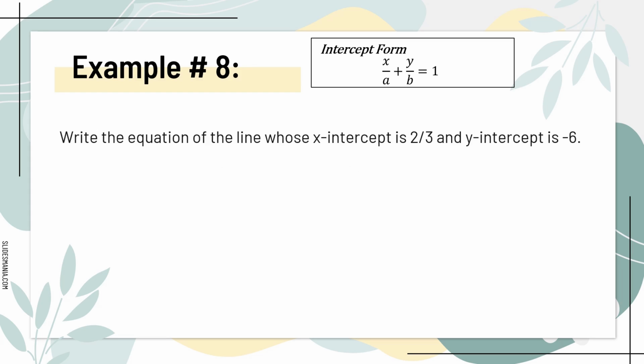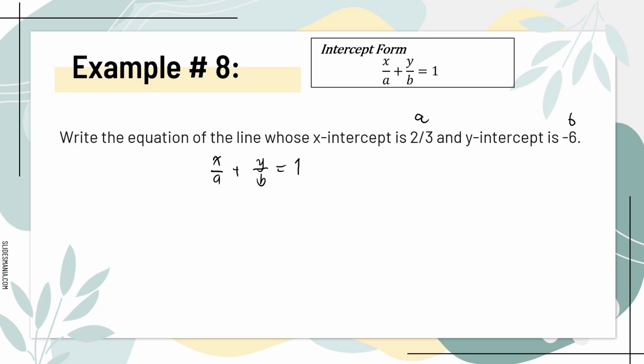Example number 8: write the equation of the line whose x-intercept is 2/3 and y-intercept is -6. Easy peasy for this one. So we're gonna do, let's substitute it. x over a plus y over b is equal to 1. Again, your x-intercept is 2/3, so this is the value of your a, while your y-intercept is -6, and this is the value of your b.